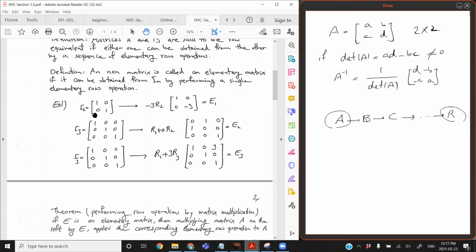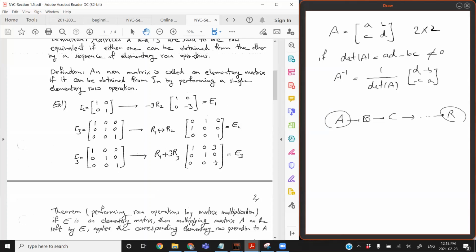So for example, if I multiply the second row of this identity matrix by -3, I get this matrix, which is an elementary matrix. Or if I swap row 1 and row 2 of I3, I get this matrix here, which is an elementary matrix. Or if I have I3 and I add 3 times the third row to the first row, so row 1 plus 3 row 3, then I get this matrix, which is an elementary matrix.